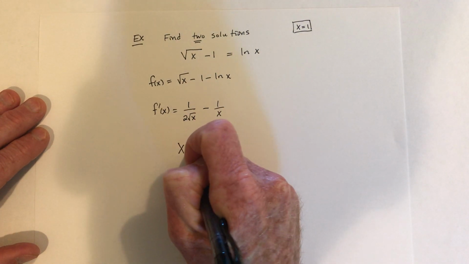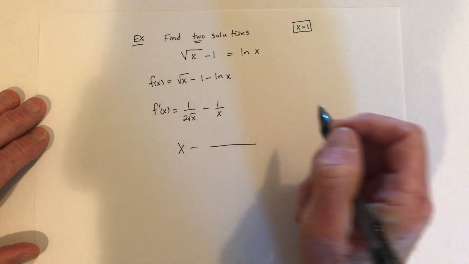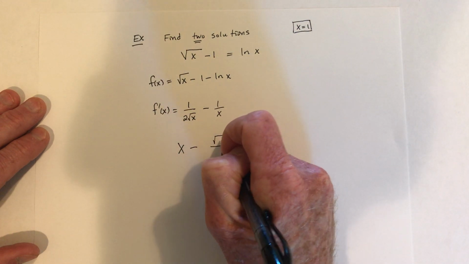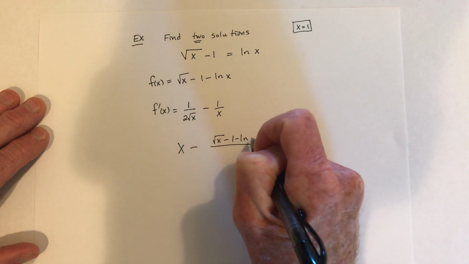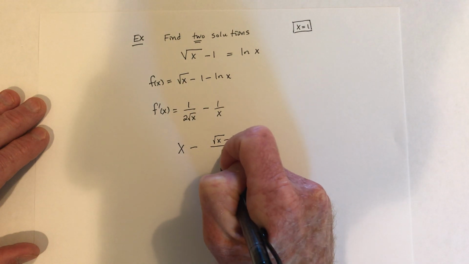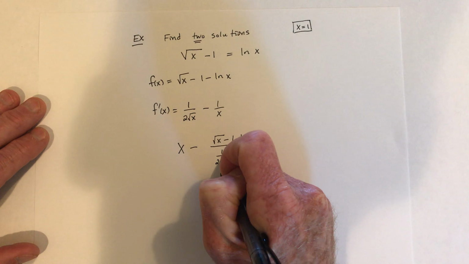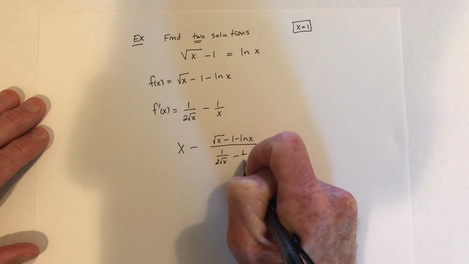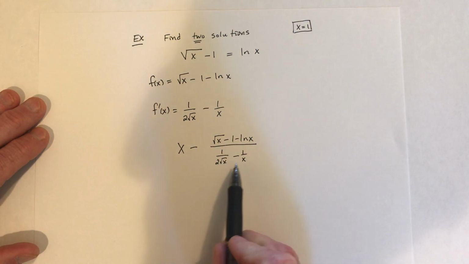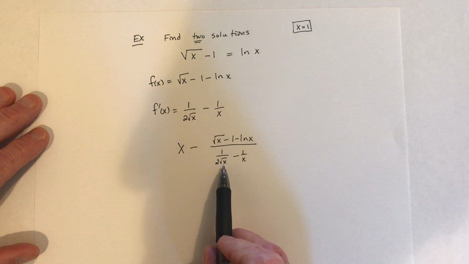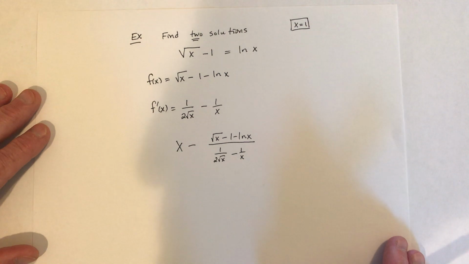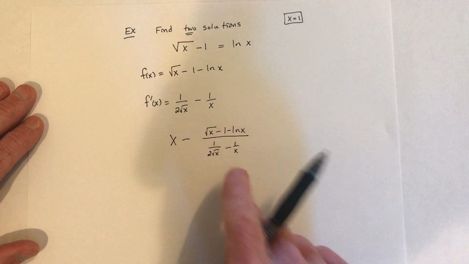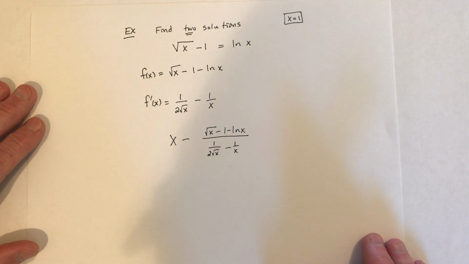And then set up the little formula. It's x minus the function divided by the derivative. And I would usually say you cannot leave this as a complex fraction, but we're just going to type into the calculator anyway, so that's okay. Just as long as you type it in that way, it'll work out.